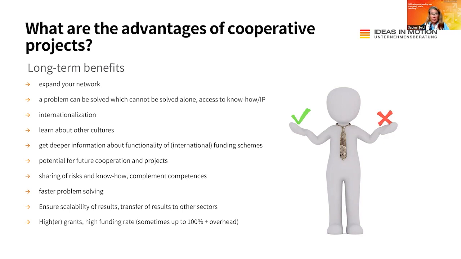Then this is a main point: sharing of risks and know-how, and you complement your competences. You cannot know everything. Maybe another partner provides facilities and supports you with the demonstration or the access to the market. And you're good in research and development of industrial technologies, but you do not have the access to the market.